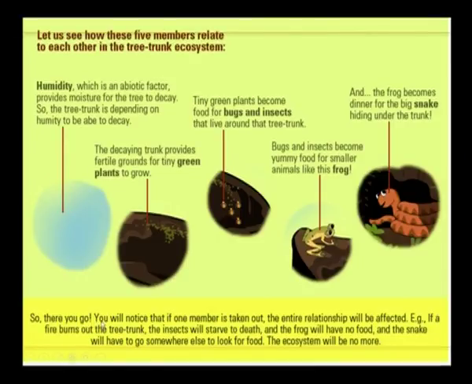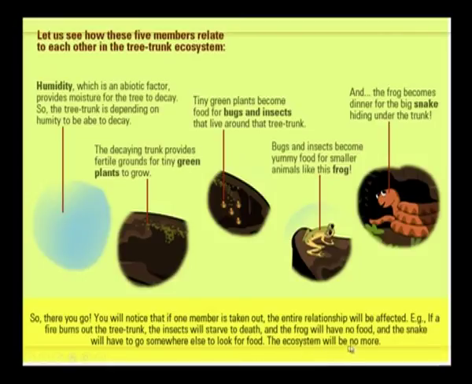So there you go, you will notice that if one member is taken out, the entire relationship will be affected. For example, if a fire burns out the tree trunk, the insects will starve to death, and the frog will have no food, and the snakes will have to go somewhere else to look for food.